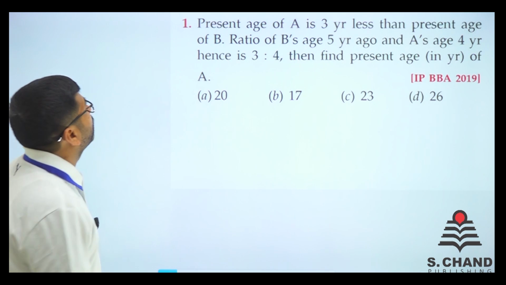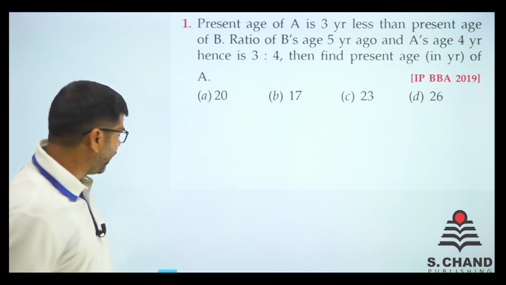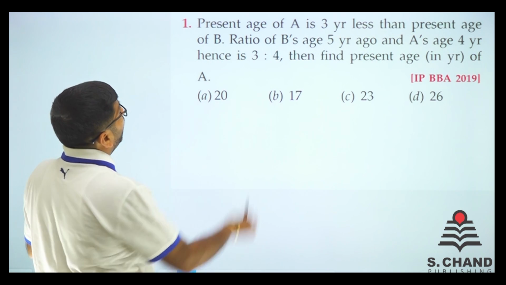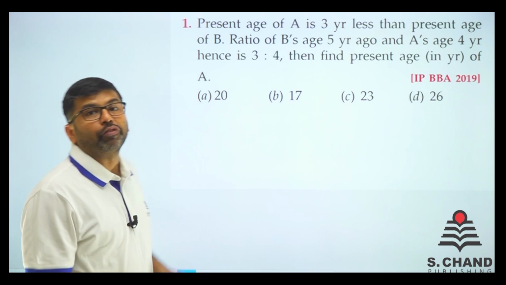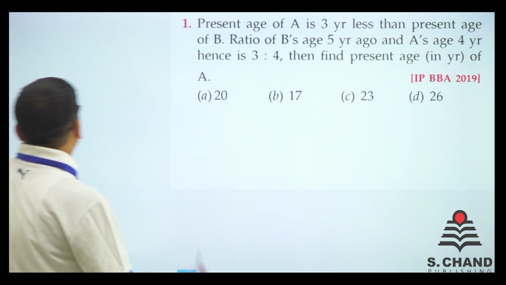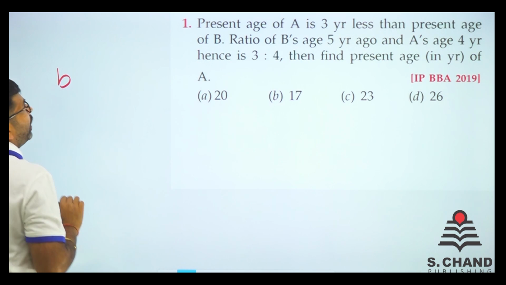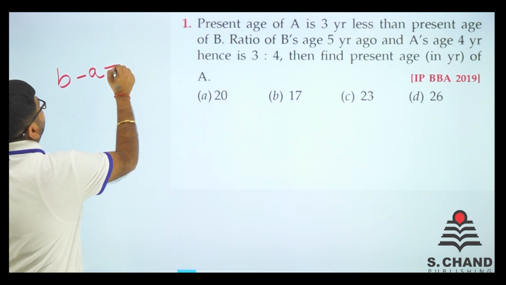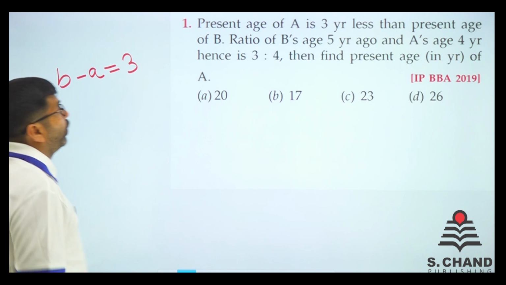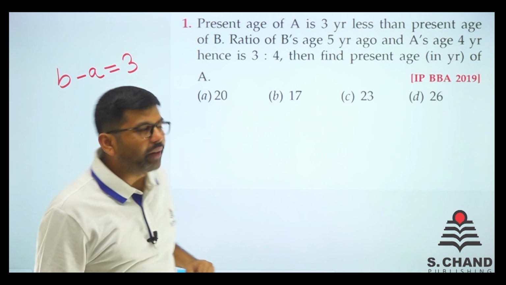We have question number 1. It is a previous year question of BBA, 2019. Present age of A is 3 years less than present age of B. So what we do, do one thing. Let the present age of B be B years and the age of A be A years. And if you do B minus A, it comes to 3. Why? Because A is 3 years less than B, right?